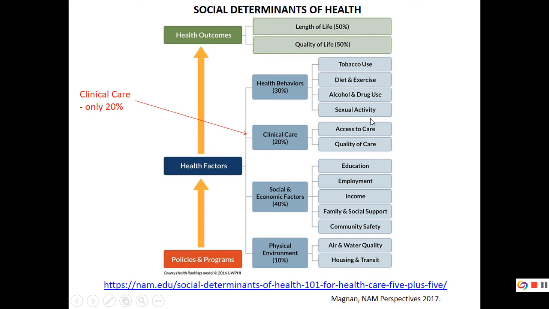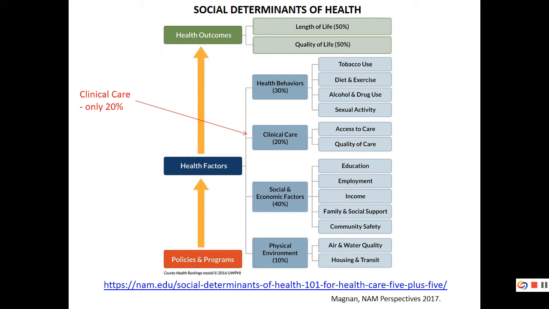Healthy behaviors, whether or not you smoke, what your diet and exercise are, alcohol and drug use. Social and economic factors, 40% of health outcomes are determined by social and economic factors.